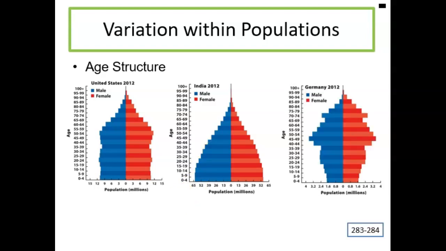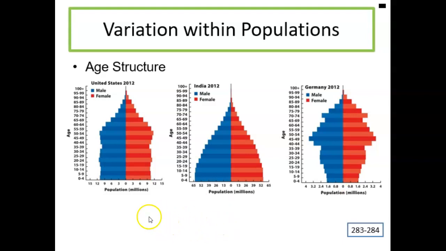Third possibility. Well, in the third possibility, we have a population where there's more older people than younger people, that the reproductive and the pre-reproductive age classes look to be the smallest, meaning that this population is going to be decreasing. The size of the population is getting smaller over time, right?